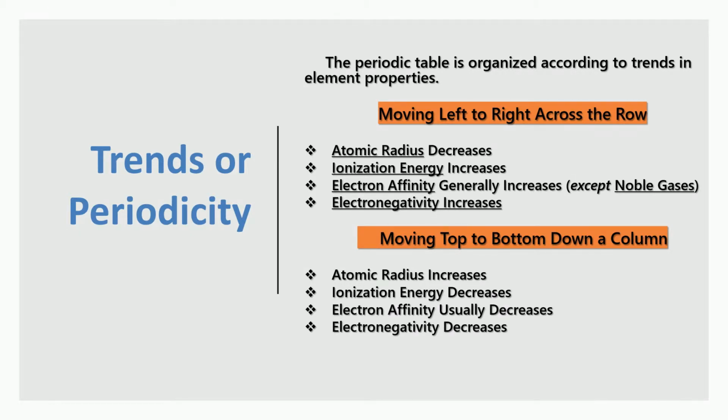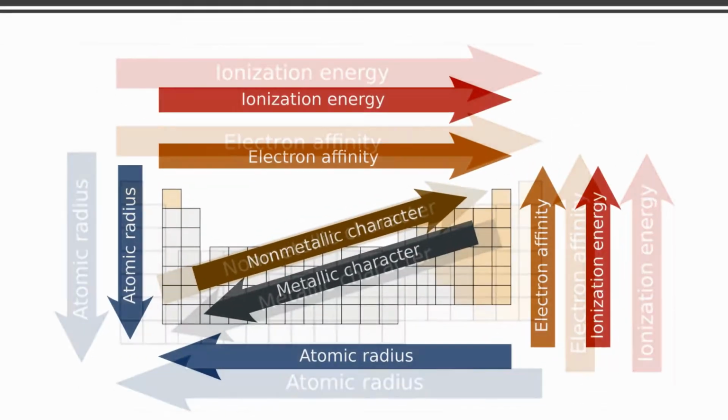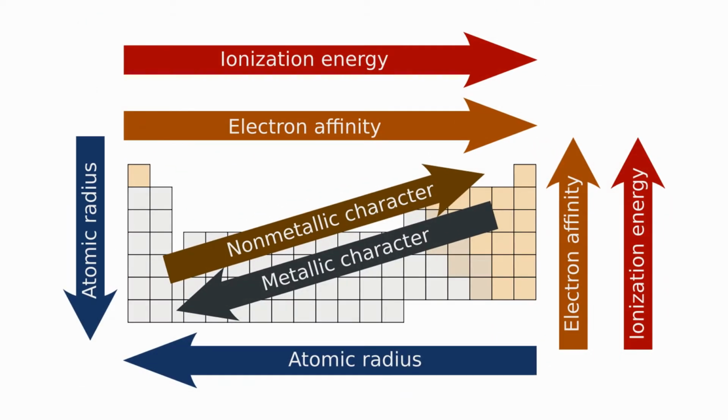The second trend is when you are moving top to bottom down a column. First, the atomic radius increases and ionization energy decreases. Next, electron affinity usually decreases when you are moving top to bottom. And lastly, the electronegativity decreases. And now, these are the trends of periodicity of the periodic table. This is the summarization of the trends in the periodic table.